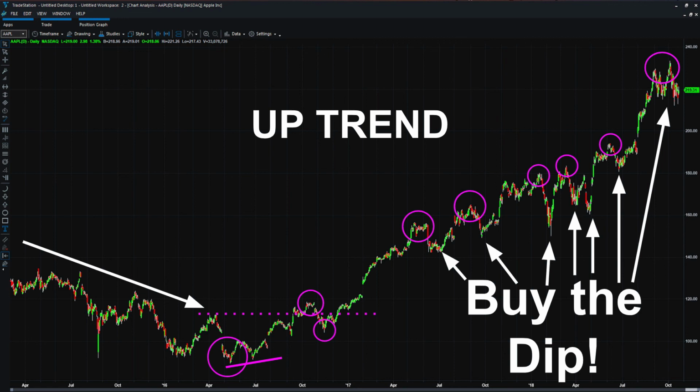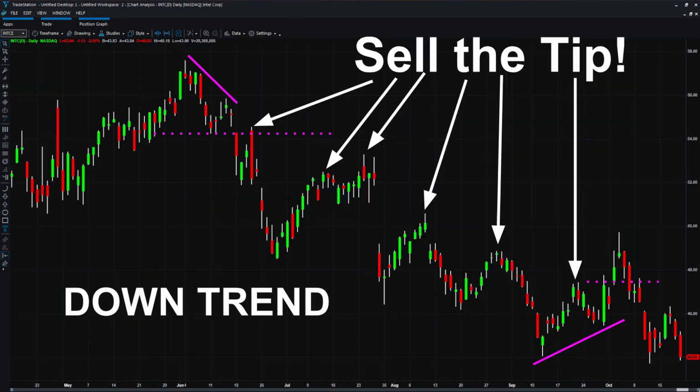And then you always hear the old saying, buy the dip, right? Well, here it is, buy the dip, buy the dip, buy the dip. In an uptrend, every time price pulls back, as long as it's still making higher highs and higher lows, you buy that dip. And you just keep doing that until the trend shows you that it's run out of steam.